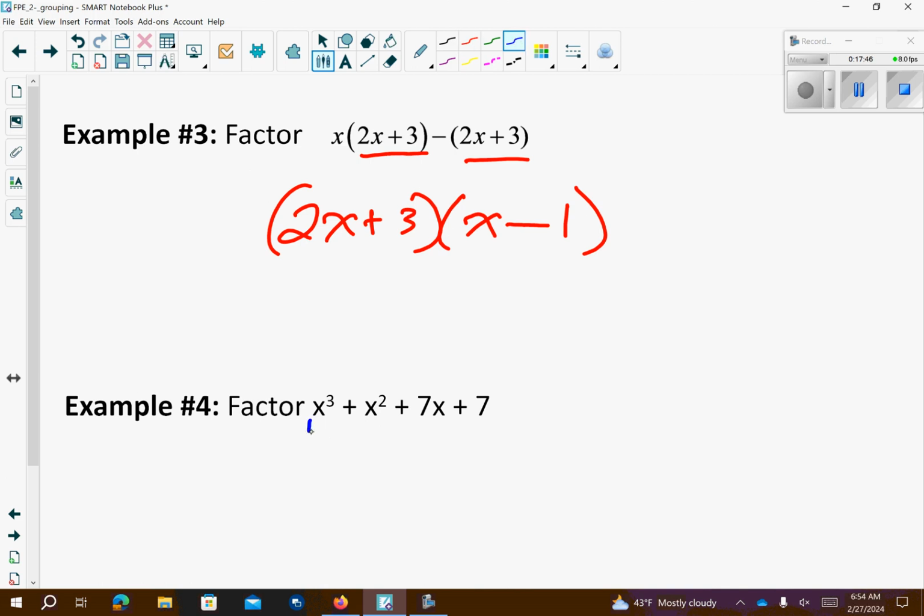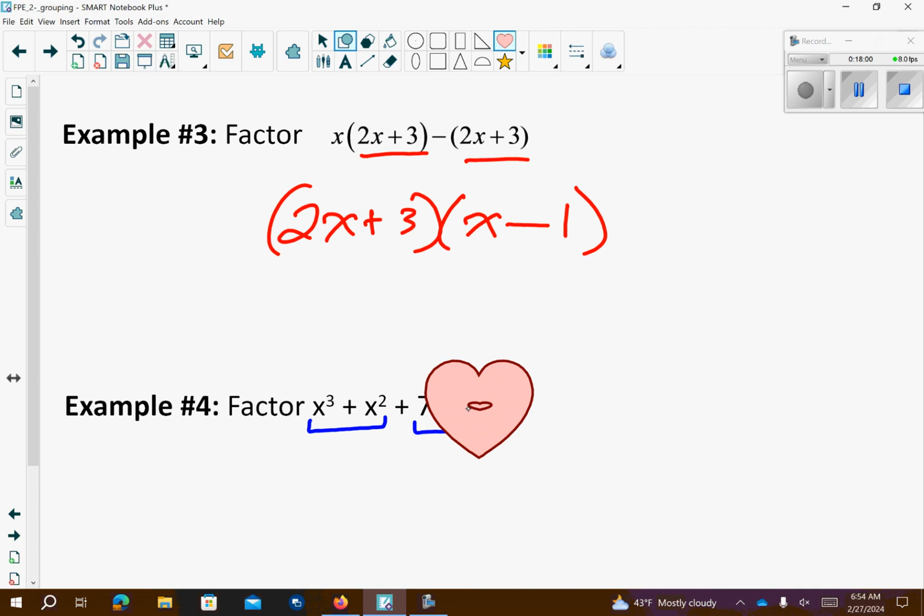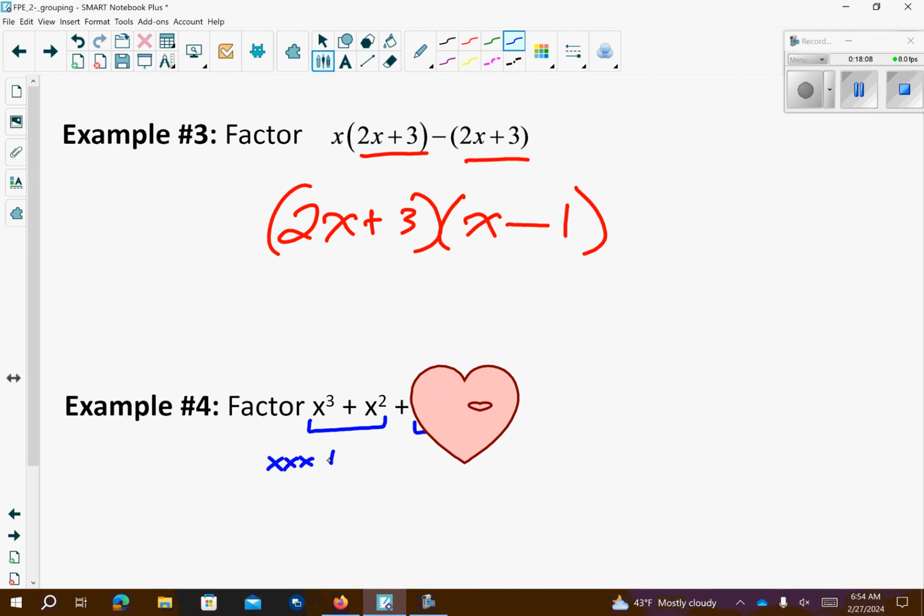So what I'm going to do is I'm going to look at the very first two terms, and then I'm going to look at my last two terms. So if I kind of cover up, here, let me put a heart here. I got 2 hearts that I drew. Okay? So what do I have in common between here? Well, I have x, x, x plus x, x. So what can I factor out of both of those? I can factor out an xx, which is x squared, and I'm left with x plus 1.